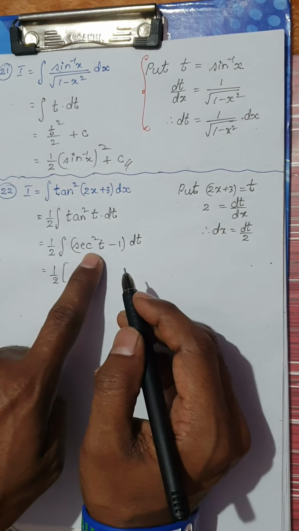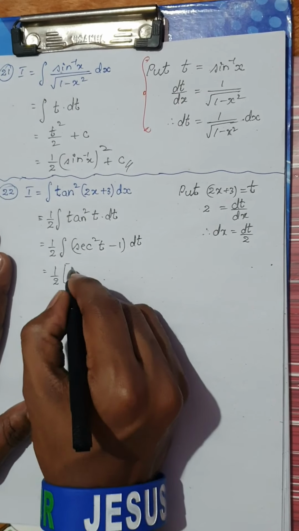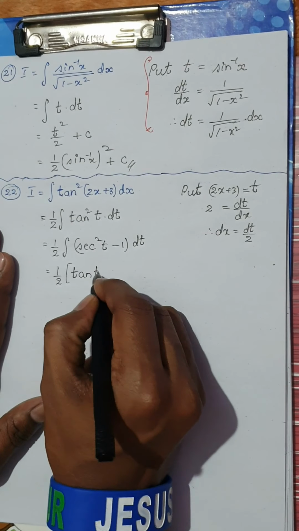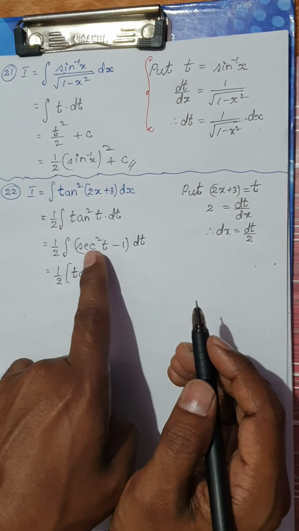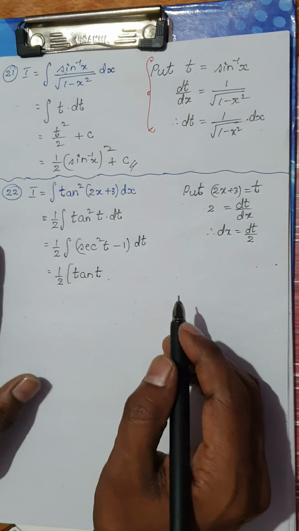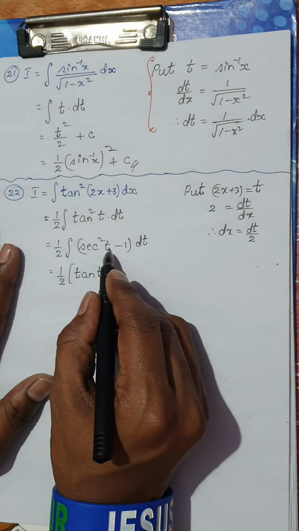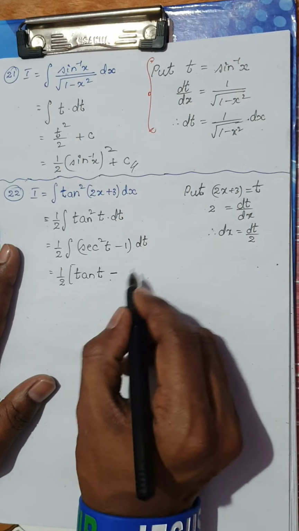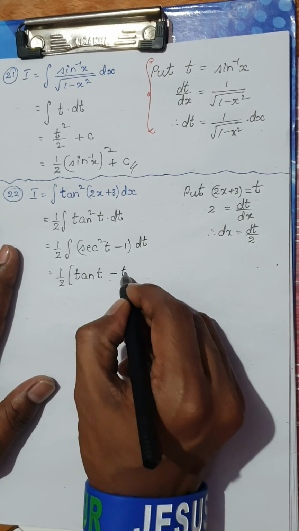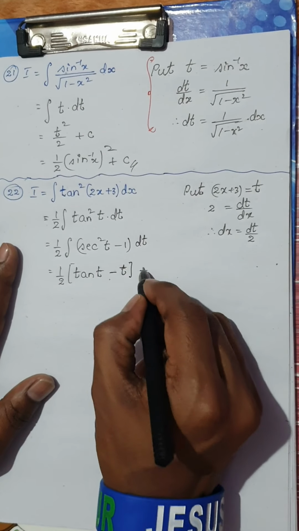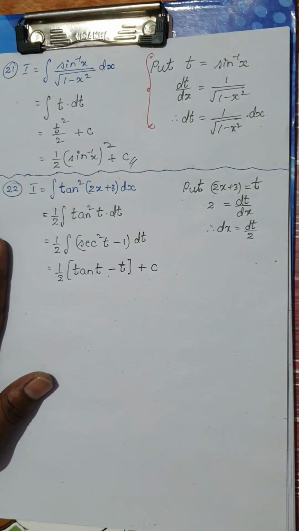Now what is the integral of secant square? We know the integral of secant square is tan. So remember, you are integrating with respect to t, not x. Please be careful. So the integral of secant square t dt is tan t, minus the integral of 1 dt, which is t, plus the constant of integration c.